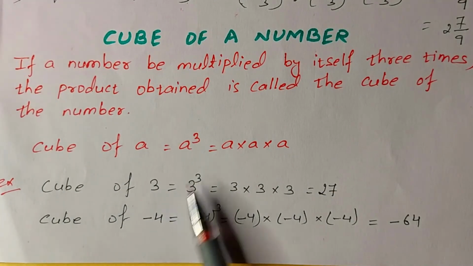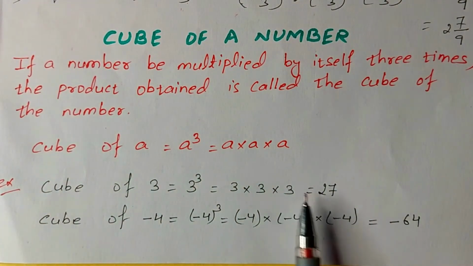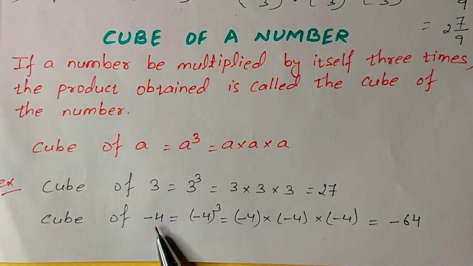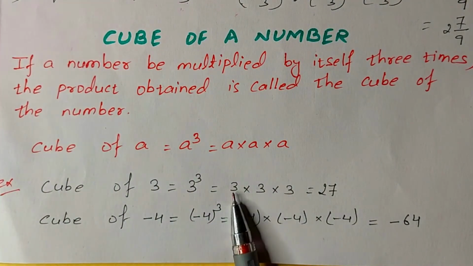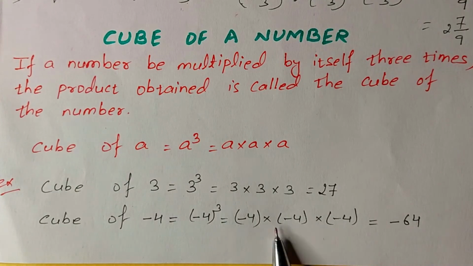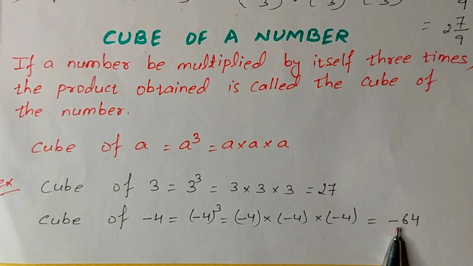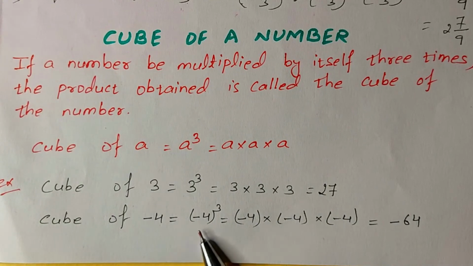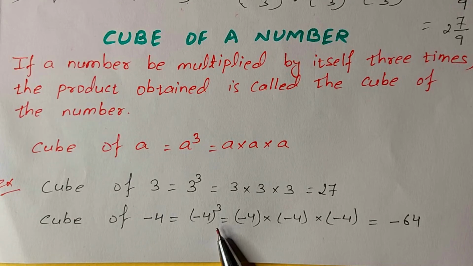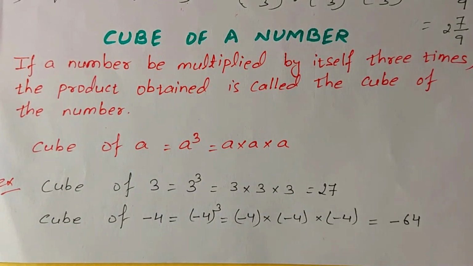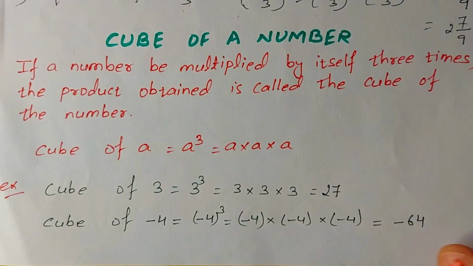Cube of 3, 3 cube, is 3 into 3 into 3, that is 27. Cube of minus 4, minus 4 whole cube, is minus 4 into minus 4 into minus 4, that is minus 64. Remember, friends, whether the number is negative or a fraction, you must keep it inside a bracket. That is the better thing to do. So squaring means multiplying 2 times and cubing means multiplying 3 times. A very simple way to understand.